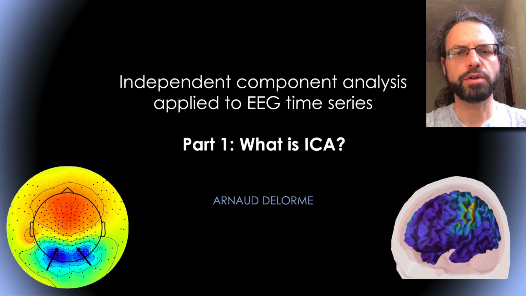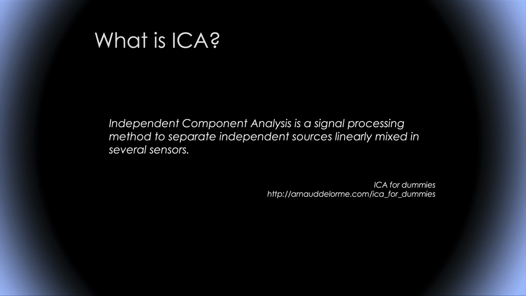Hello, my name is Arnaud Delorme, and this is part 1 in a series of videos on independent component analysis applied to electroencephalography time series, so EEG time series. So this part is about what is ICA. ICA is independent component analysis. This is a signal processing method to separate independent sources linearly mixed in several sensors.